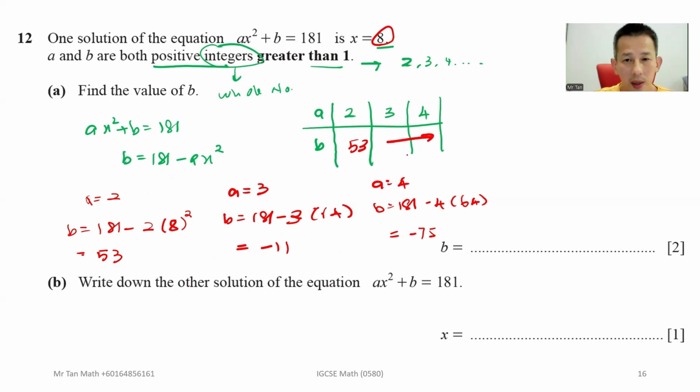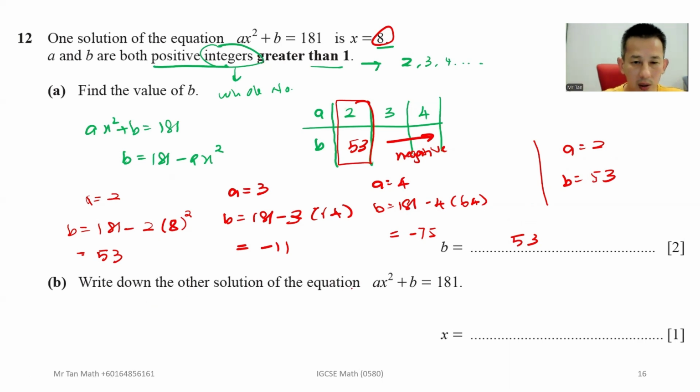If you observe here, this side is getting negative. The bigger the a, your b is negative. Therefore, you only have one answer, which is here, and your b will be 53. So a is equal to 2, b is equal to 53.